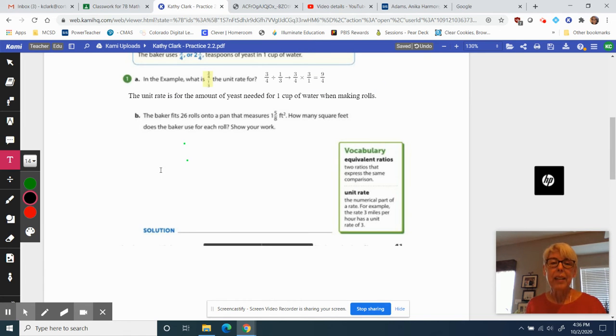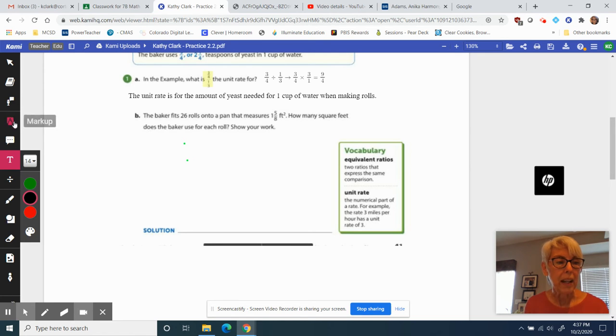I'll read through it and you'll be thinking about what you would highlight. The baker fits 26 rolls onto a pan that measures 1 5/8 feet squared, so that's square feet. How many square feet does the baker use for each roll? And show your work. All right, got to show my work, and I'm going to be using this fraction as my numerator and this as my denominator, the 26. So 1 5/8 feet squared over the rolls. And I know that I'm going to go that way because it says square feet to rolls.